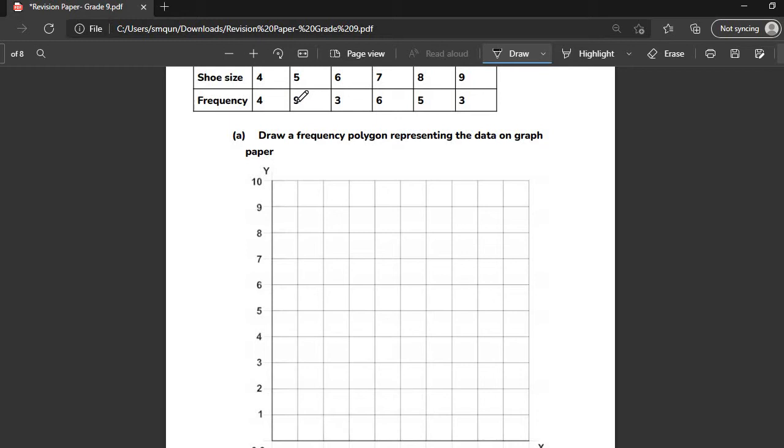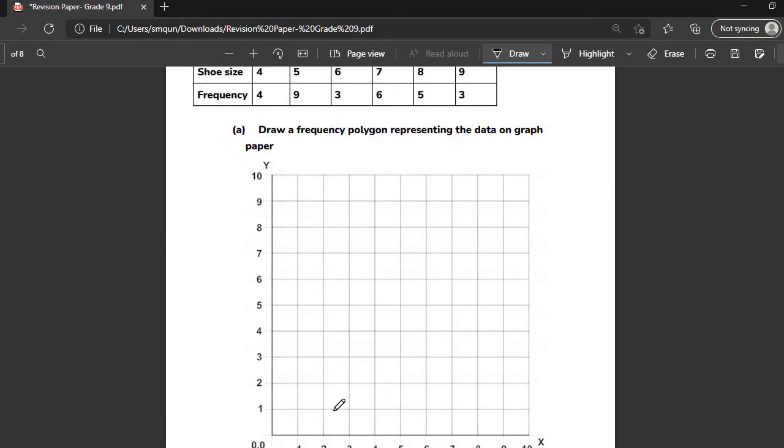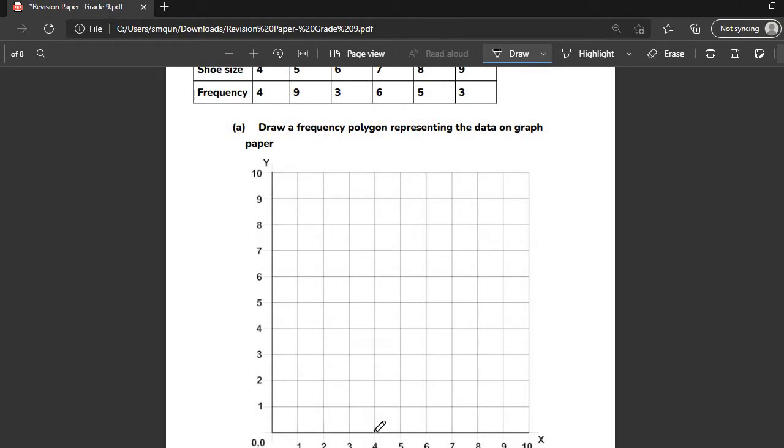All you have to do to get your histogram is plot the values on the x-axis and their corresponding frequency on the y-axis. So the first column would be 4, 4. I'm going to find 4 on my graph on the x-axis, then go to 4 on my y-axis. You're going to be using columns or rectangles to represent each value.